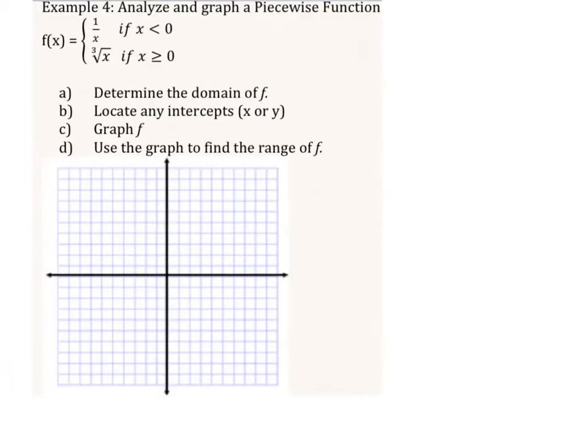Okay, one more piecewise function. 1 over x if x is less than 0. Well, that kind of makes our life easy. A reciprocal function looks something like this. So if you know the shape, you're good to go. And then the cube root function includes 0, and looks something like that.